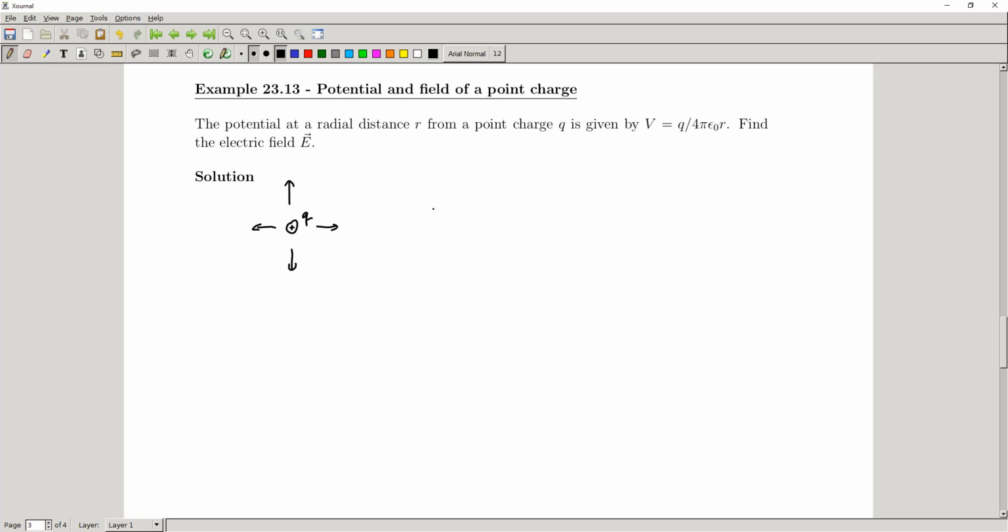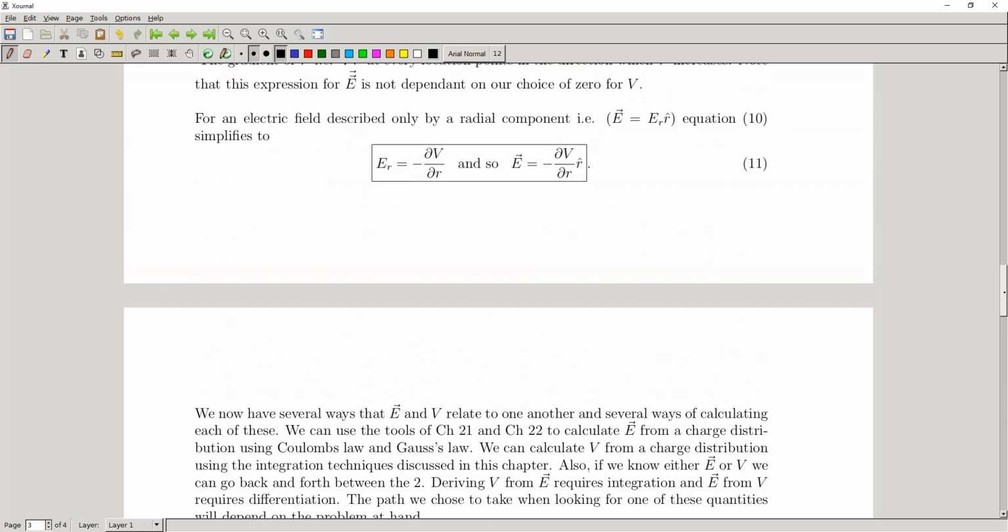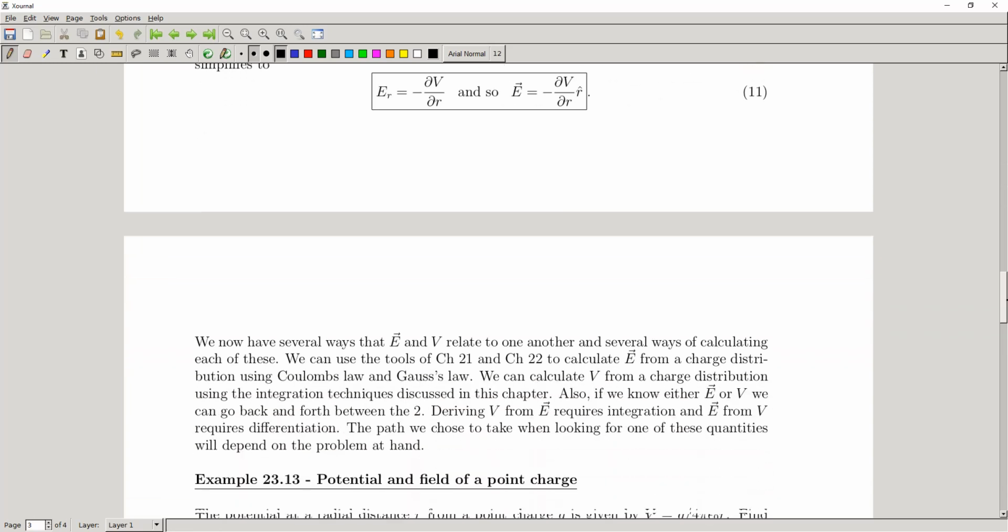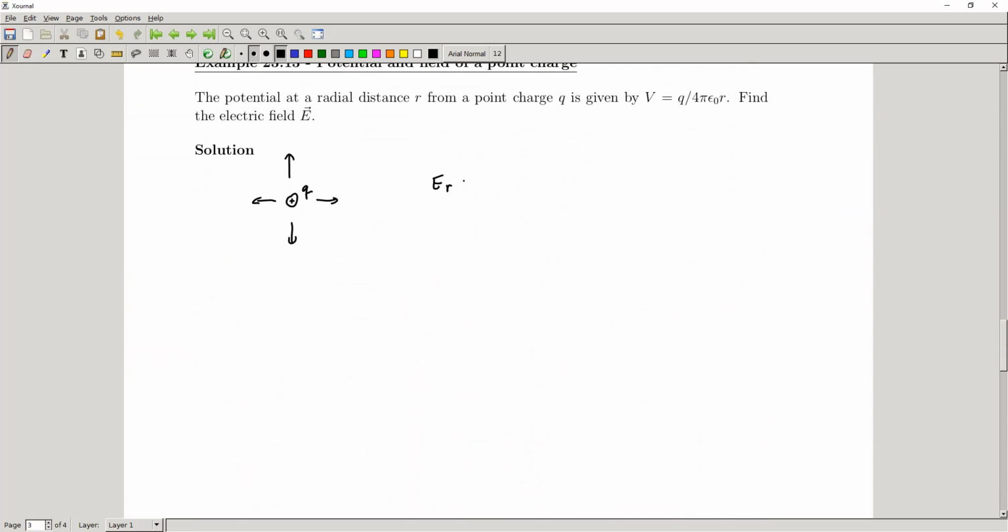We know that we can write the radial component just from the equation directly above here, equation 11. We can write the radial component of our electric field in terms of our potential function. Oops, and there should be a minus sign in here: E_r equals minus dV/dr. What does this mean? Well, we can rewrite this right away. We're going to do d by dr of the function that we have above, so it'll be Q over 4 pi epsilon naught r.